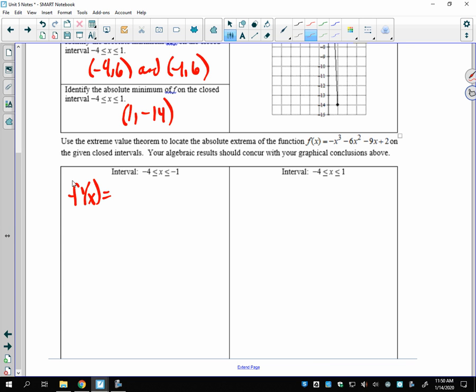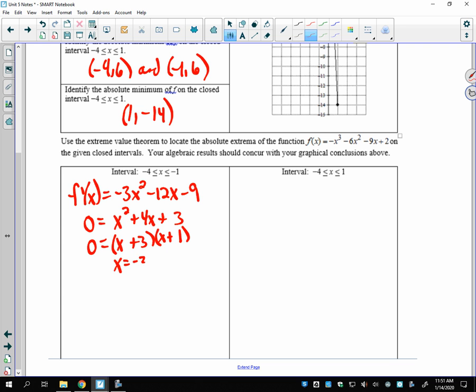So taking the derivative of this, I'm going to get -3x squared minus 12x minus 9. I'm going to set that equal to 0, and at the same time, I'm going to divide by -3 to get rid of those numbers in front. So that's going to become x squared plus 4x plus 3. And so when I factor that, I get (x + 1)(x + 3). So my critical points are at -3 and -1.